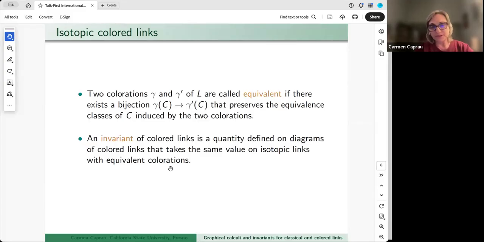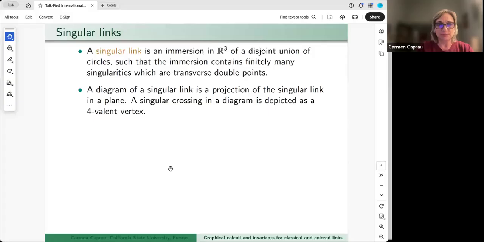And then when we want to define an invariant of color links, we want that to be a quantity that, as most of the time, we compute by working with diagrams of color links. And besides that, it needs to take the same value on isotopic links. It also needs to preserve that coloration. It should not change the partition of the components of the link.